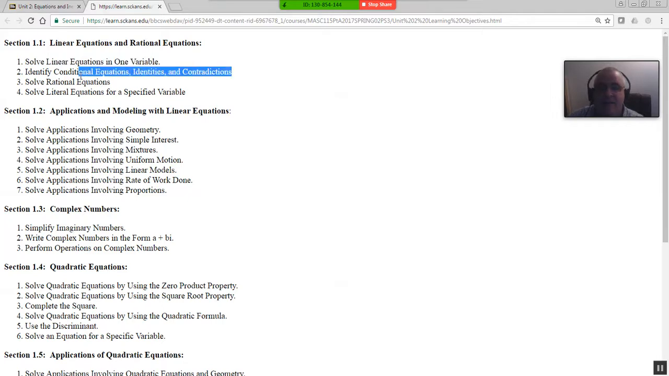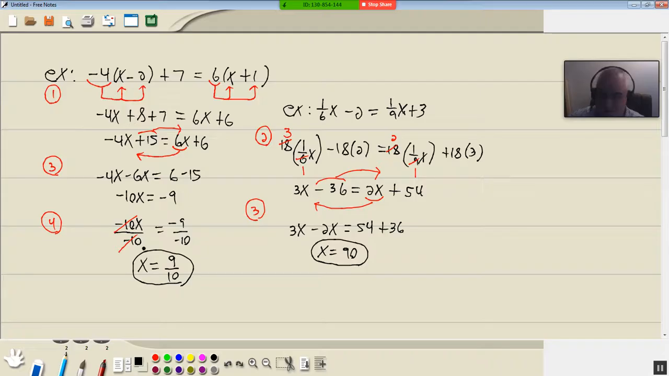Now, identifying conditional equations, identities, and contradictions. Let's talk about that. Let me clear this off.